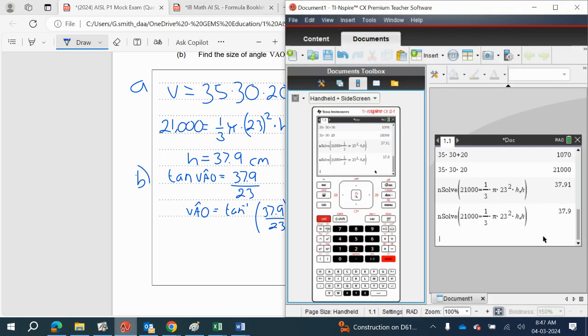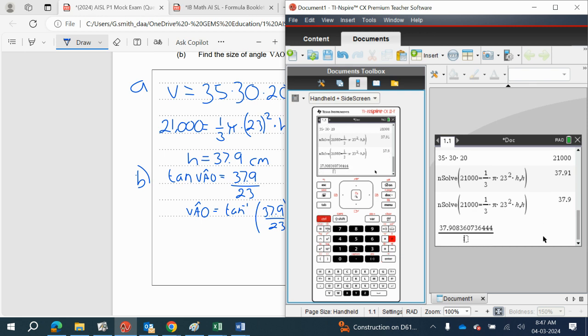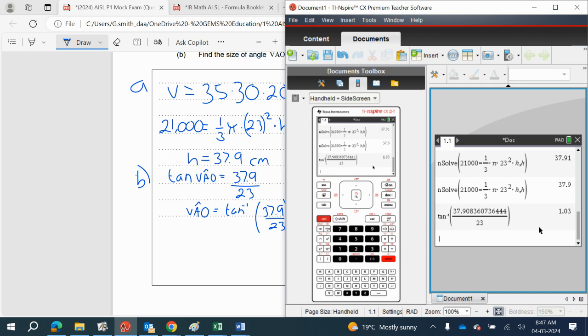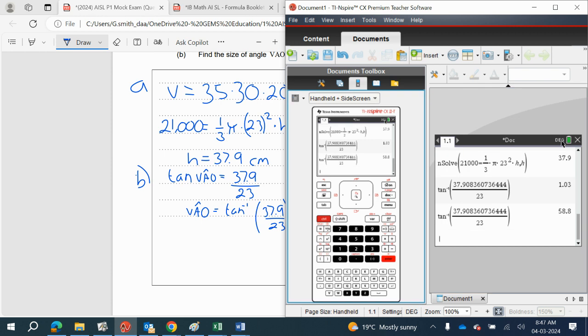When you use the length 37.9, use the exact value like this. Use the exact value. If we divide this by 23, and then we need to find the inverse tan of that. Oh, it's inverse now. Yeah. I got the wrong answer because I'm in radians, so we just change to degrees. 58.8.